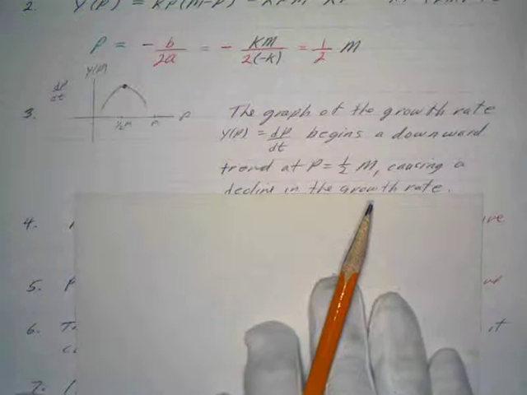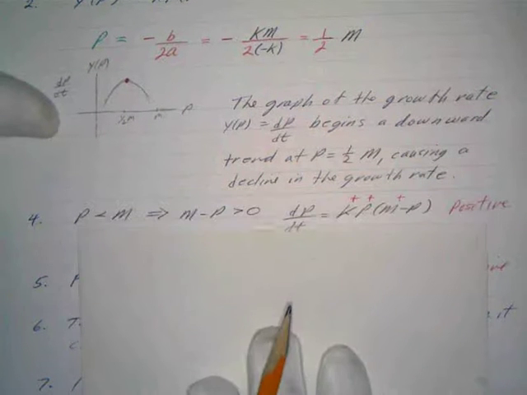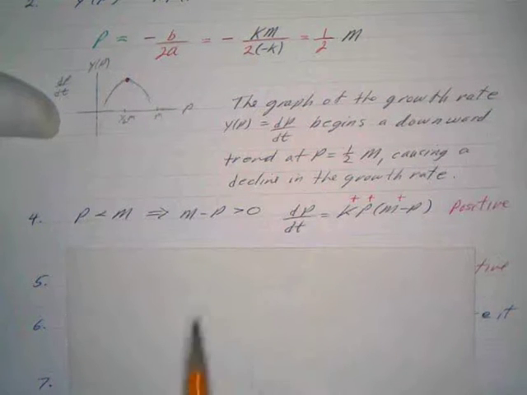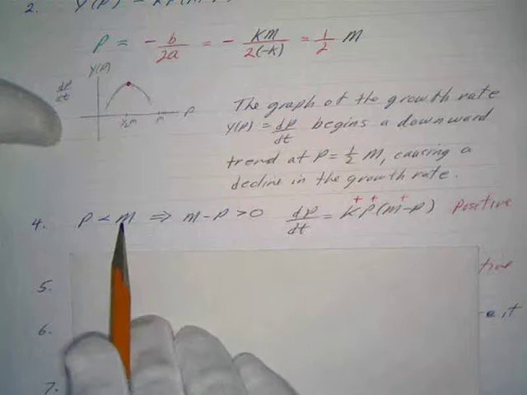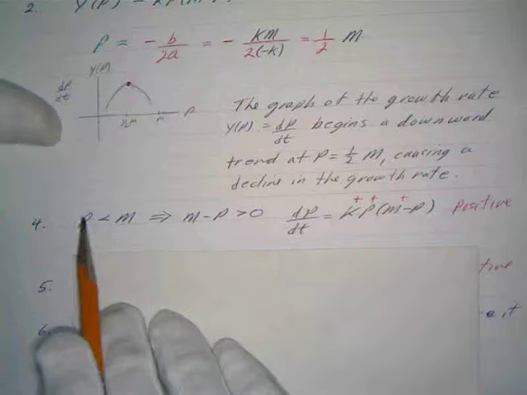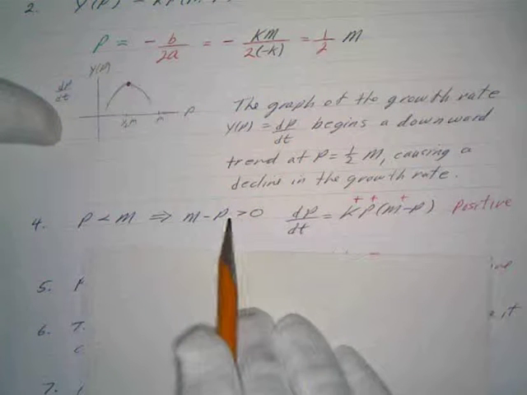Okay. Number 4, if the initial population is less than m, is the initial growth rate positive or negative? Well, the growth rate is just the growth rate. So let's take a look at this. If the initial population is less than m, that's the same thing as subtracting p from both sides: I'd have m minus p is greater than 0, which is positive.